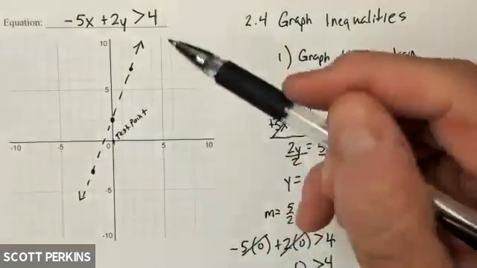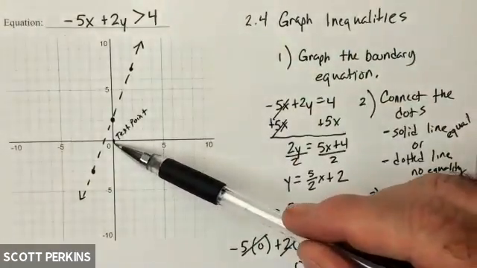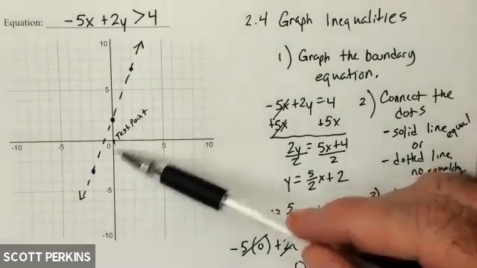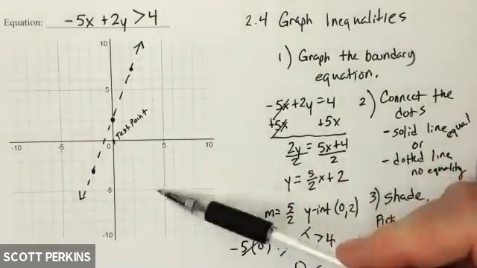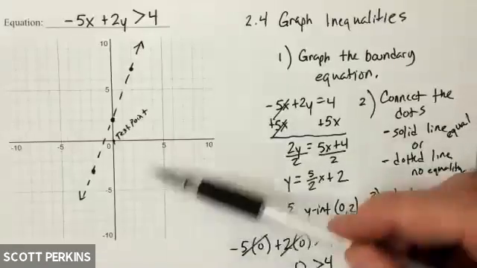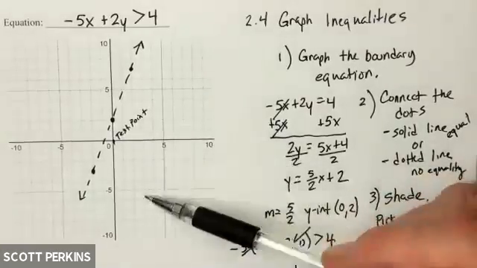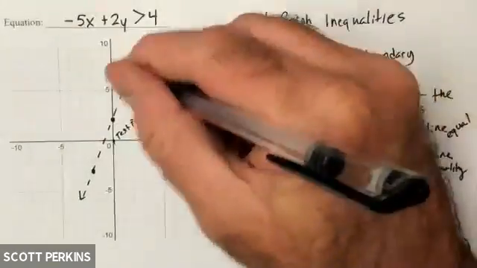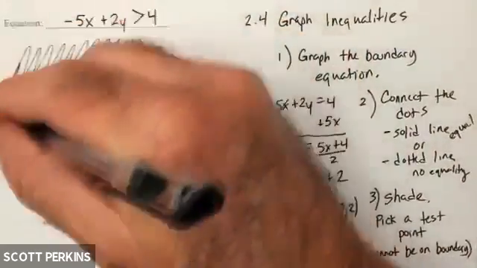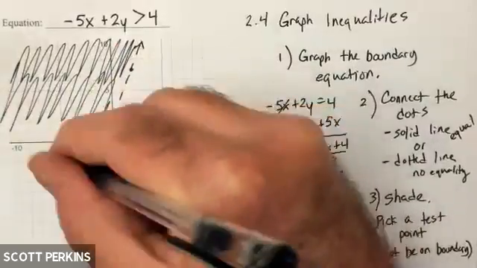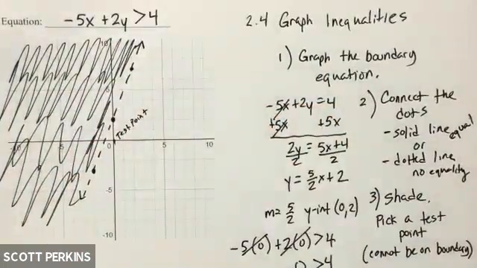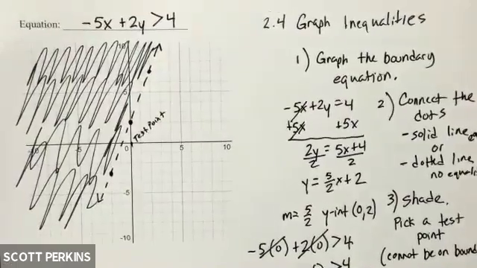Other side. What this means is where my test point is, that was the representative. All of these points are going to be false. I am not going to shade where my pen is because that's the false side. Those are the ones that don't create a true statement. So that means shade over here. So you can see my shading is lovely and glorious. There it is.